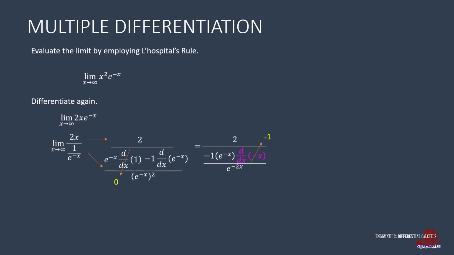D over dx of negative x is negative 1. Rearrange terms and have 2e raised to negative 2x over e raised to negative x. Cancel out e raised to negative x, making twice of e raised to negative x. This is the simplified limit, so plug in x of infinity, making 2 times e raised to negative infinity, which results to 2 times 0, or simply 0.